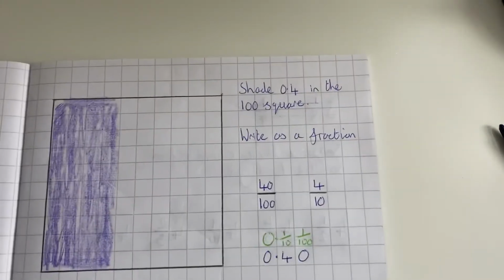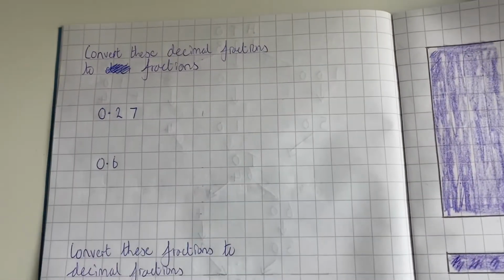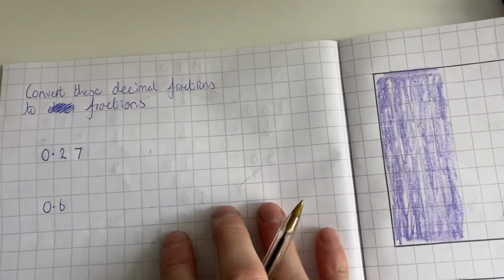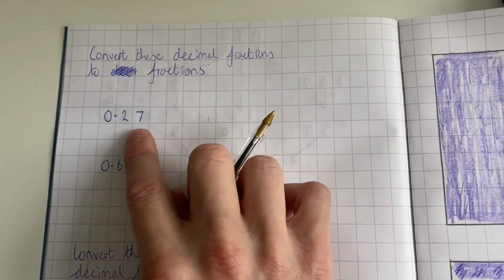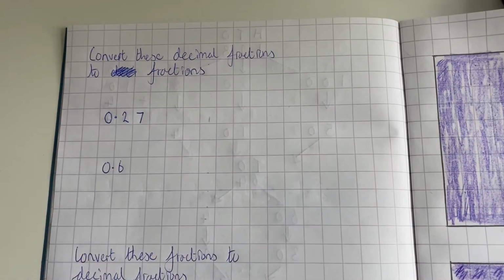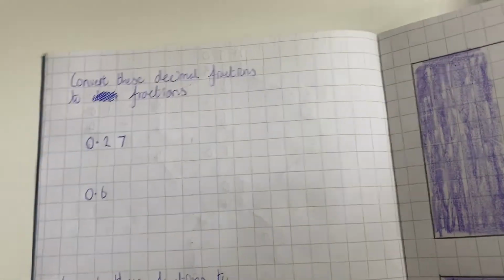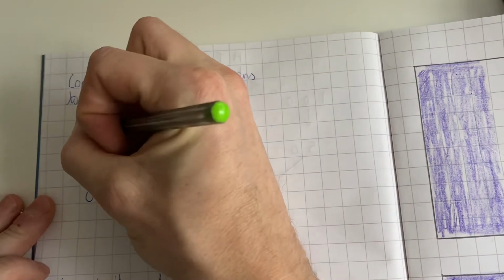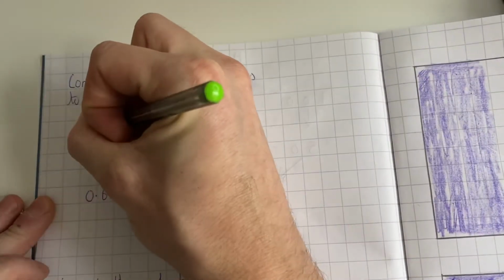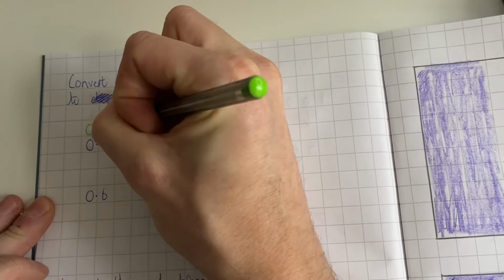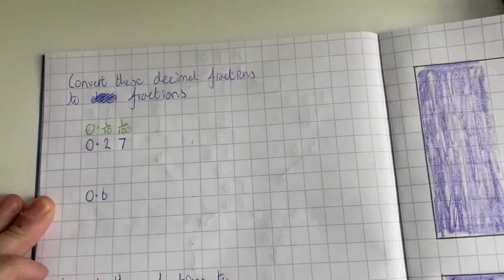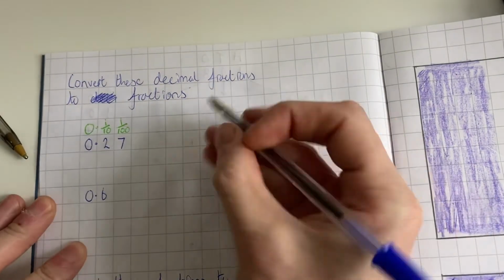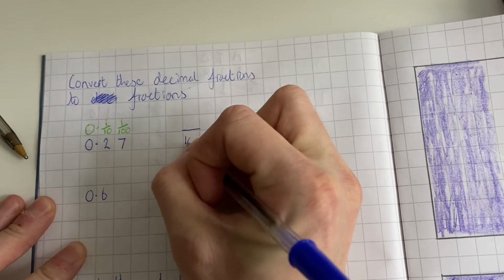Now we're going to look at some questions on this part here. It's going to convert these decimal fractions to fractions. It's really crucial that when we're looking at these numbers, we identify by using our place value chart what values we have. So we've got 0 in our ones column. We have 2 tenths and 7 hundredths. Now, because we've got a value in our hundredths column, we know our fraction is going to be out of 100.